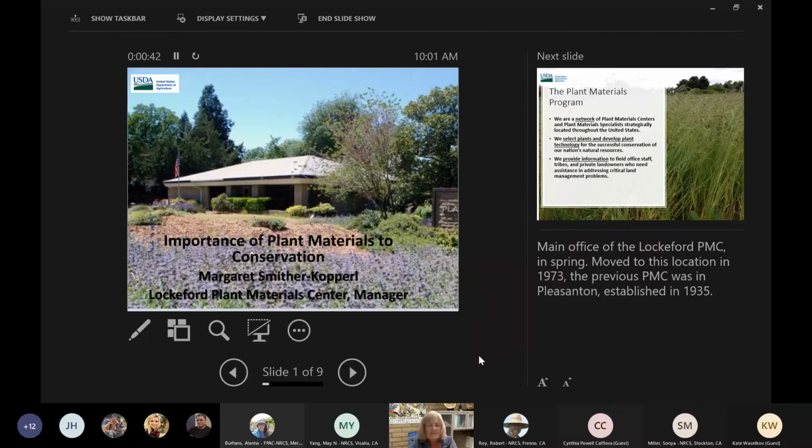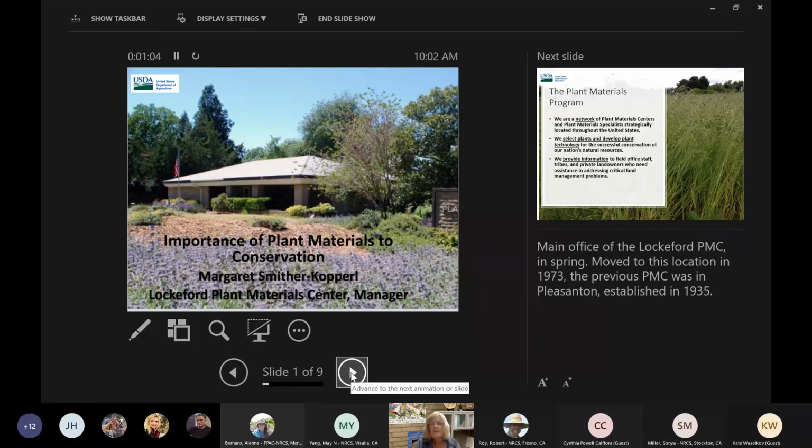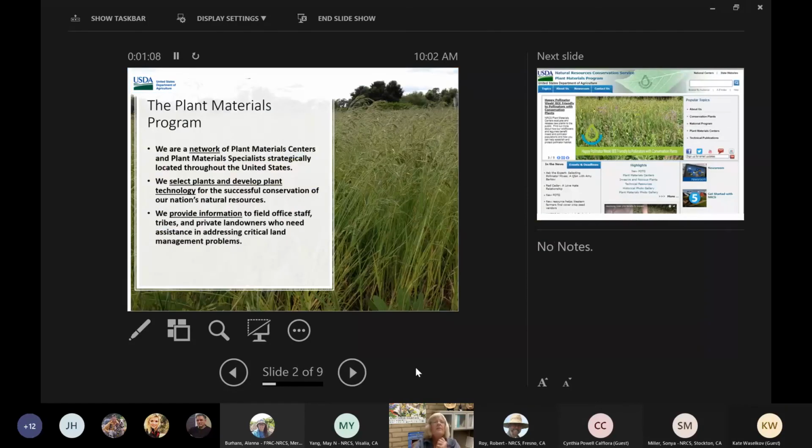So this is wonderful. I want to talk to you a little bit about the importance of plant materials to conservation. The image you have here is the Lockford Plant Materials Center, and I'm the manager. This is about an hour south of Sacramento. Now let's go to the next slide.